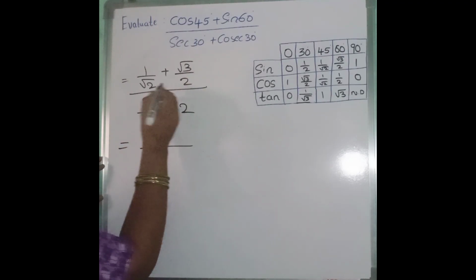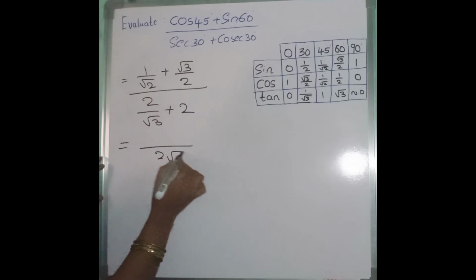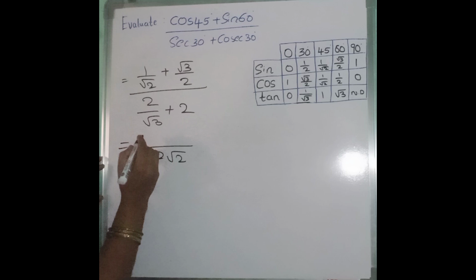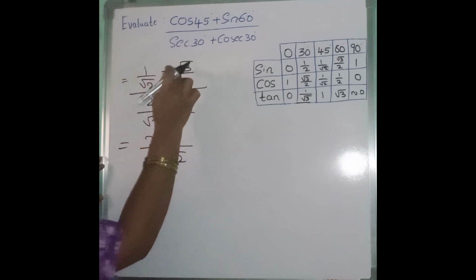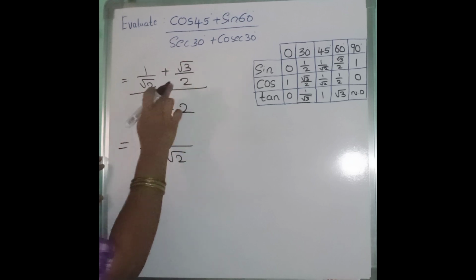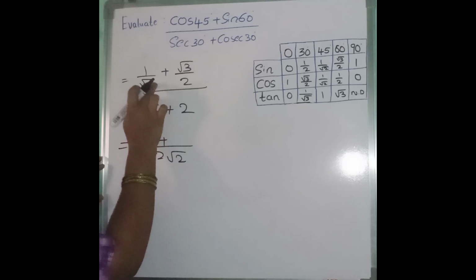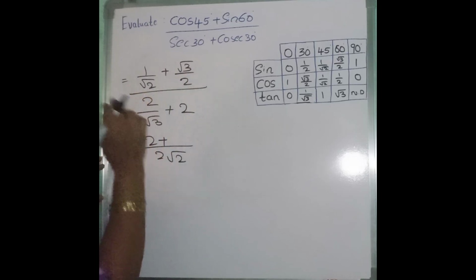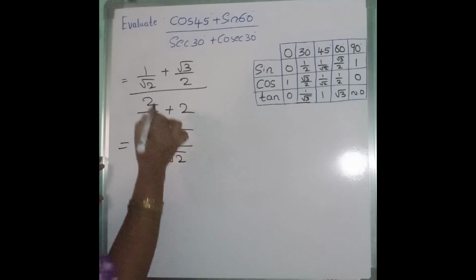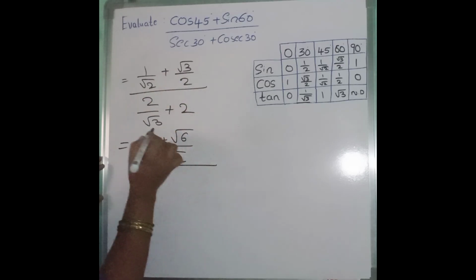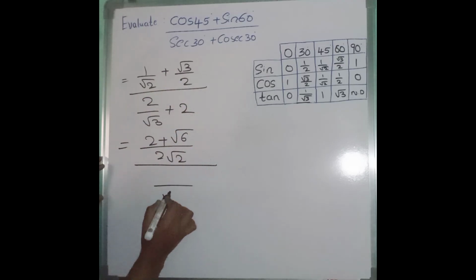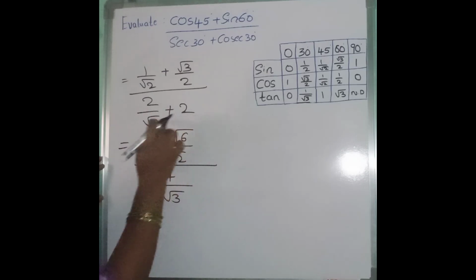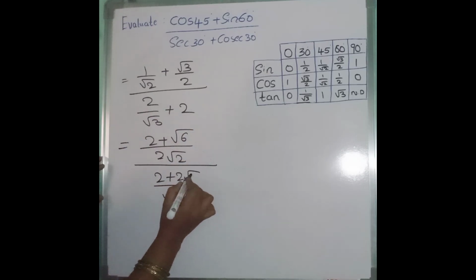Take an LCM. Here is a 2, here is a root 2, so 2 root 2 is the LCM. Here is a root 2, multiply this by 2. That means 2 ones are 2. Plus, here is a root 3, here multiply root 3 by root 2. That means root 6. In the denominator, take an LCM. Here is a root 3, here is a 2, write 2, plus 2 into root 3 is 2 root 3.